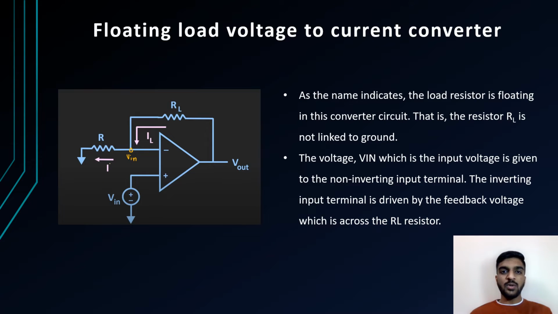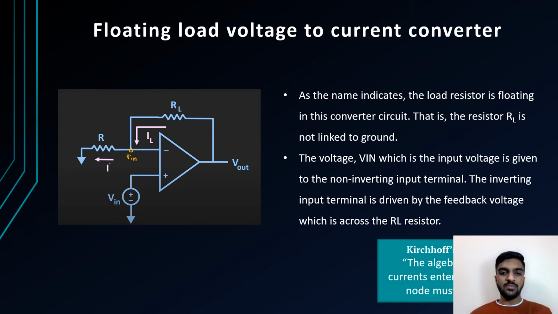Floating load voltage to current converter. As the name indicates, the load resistor is floating in this converter circuit. That is, the resistor RL is not linked to the ground. The voltage Vin, which is the input voltage, is given to the non-inverting input terminal. The inverting input terminal is driven by the feedback voltage, which is across the RL resistor.